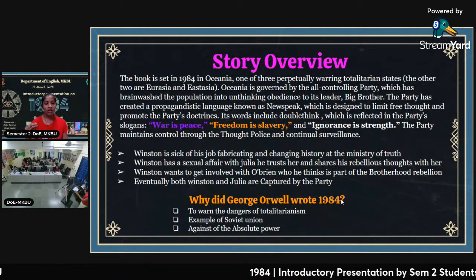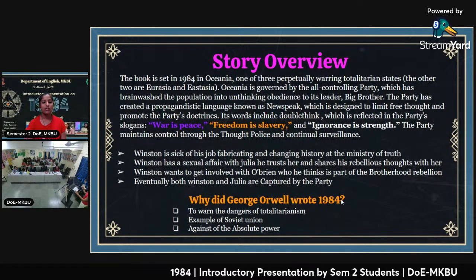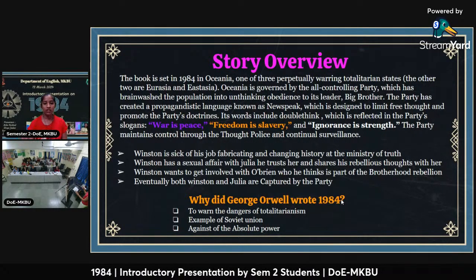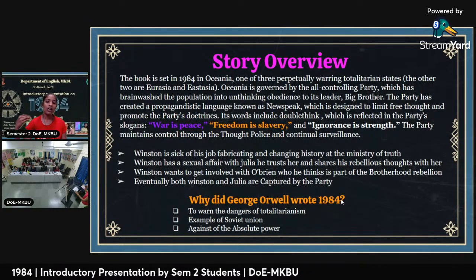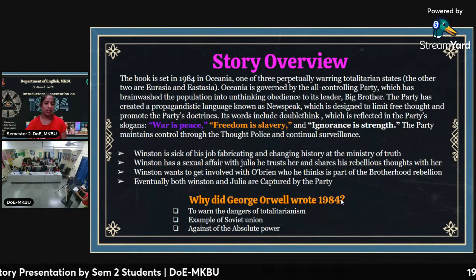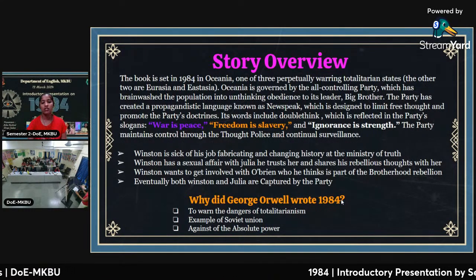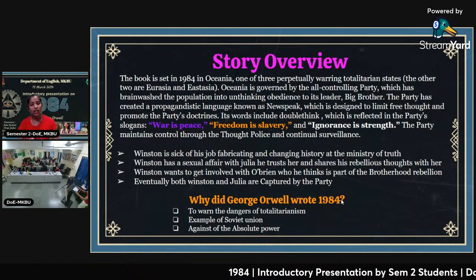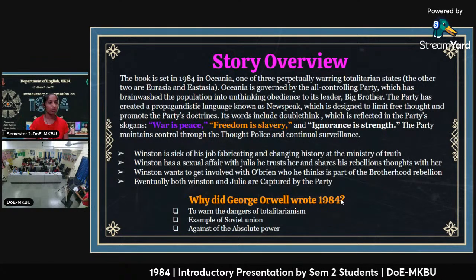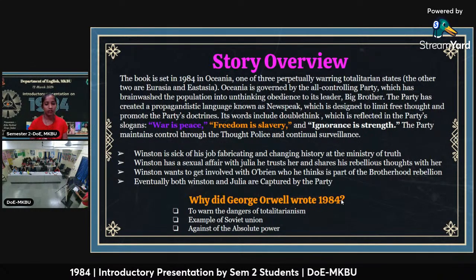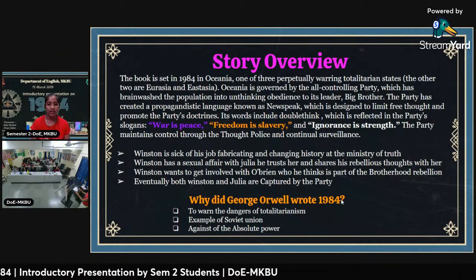Winston Smith has an affair with Julia. He trusts her and shares his rebellious thoughts with her. Winston wants to get involved with O'Brien, who he thinks is part of a Brotherhood rebellion. Eventually, at the end, both Winston and Julia are captured by the party.